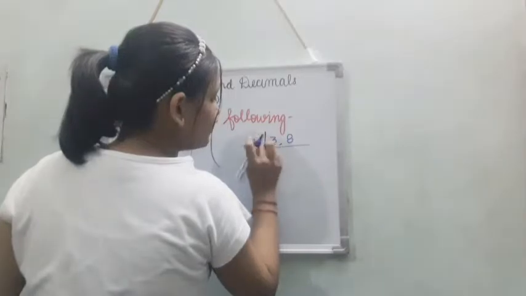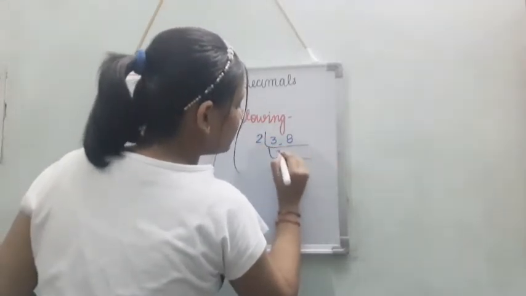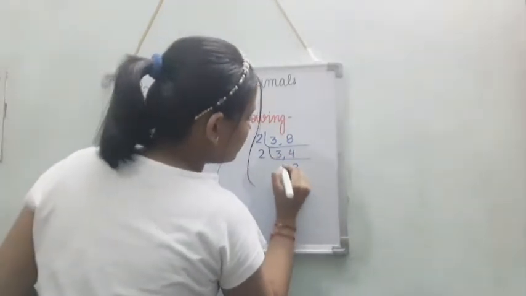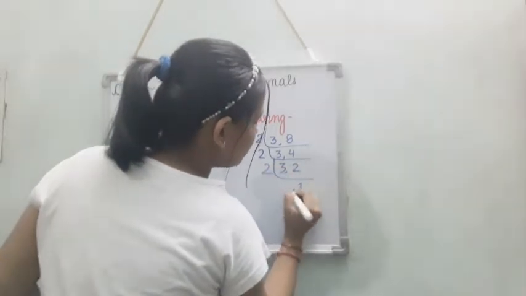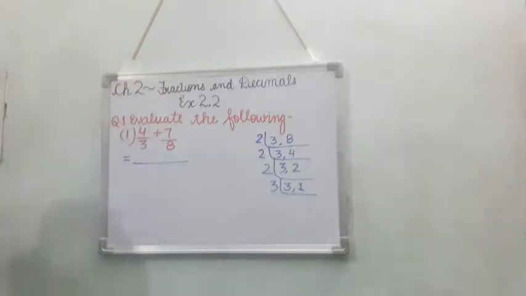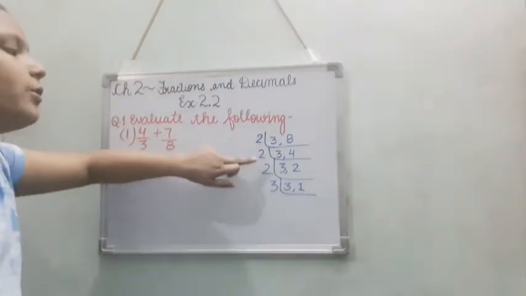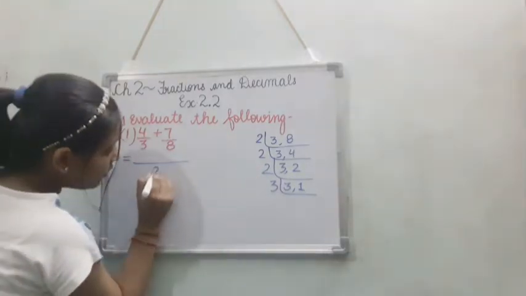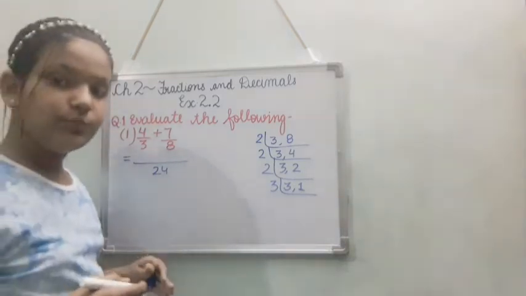Firstly we'll divide by 2. That will be 3 and 4. Then again by 2. Then again by 2. And then by 3. So when you multiply all this, that is 2 2s are 4, 4 2s are 8, and 8 3s are 24. So LCM is 24, and now we know what to do.